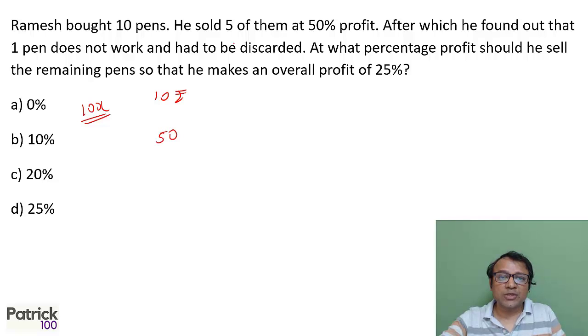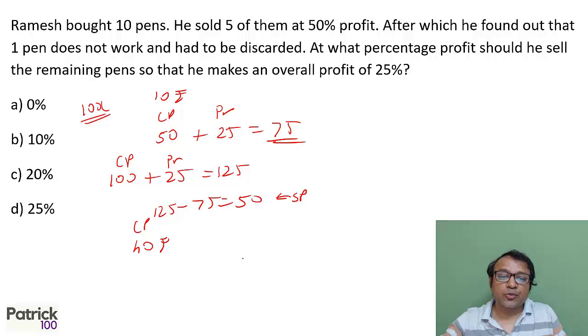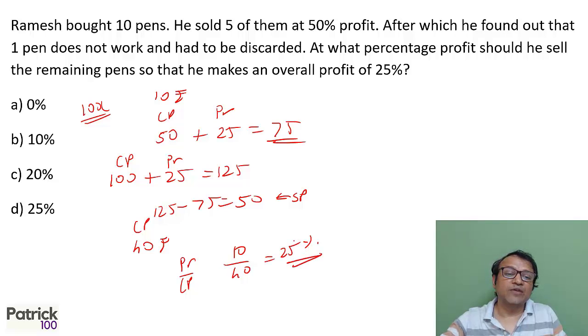So he sold 5 of them at 50% profit. 50 rupees is the cost price of 5 of them, and he sold them at 50% profit, so he sold at 75 rupees. Total cost price 100 rupees, he has to make a 25% profit, total 125. That means the remaining 4 pens, he has to sell at 50 rupees, 125 minus 75. So the cost price is 40 rupees and the selling price is 50, so profit is 10 out of 40. Profit upon cost price, the answer will be 25%. D option.